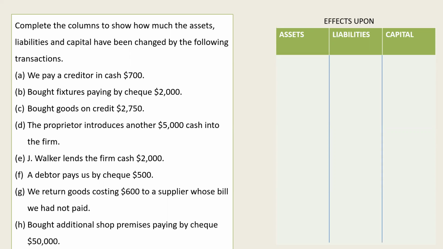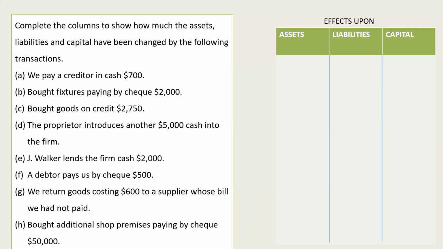So under assets, you put a minus $600 because you are returning the goods to the supplier. You could put stock in brackets to indicate that your stock is going to be reduced by $600. And of course, if you return your stock to the supplier, you are no longer owing the supplier.